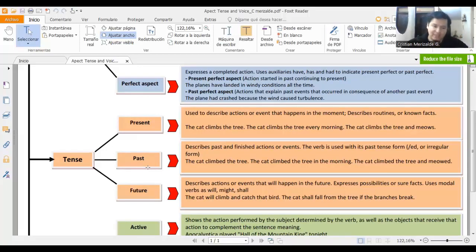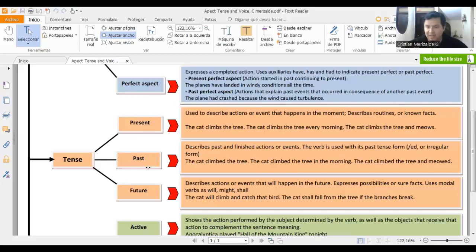And now, regarding future tense, the future tense describes actions or events that will happen in the future, that still haven't happened. It expresses possibility and sure facts. It uses modal verbs such as will, might, or shall. For example, the cat will climb and catch the bird. So it's a possibility. It could happen, or maybe it will never happen. So we pretend that when the cat climbs the tree, it will hunt or catch the bird. And in the other example, we have the cat shall fall from the tree if the branches break.